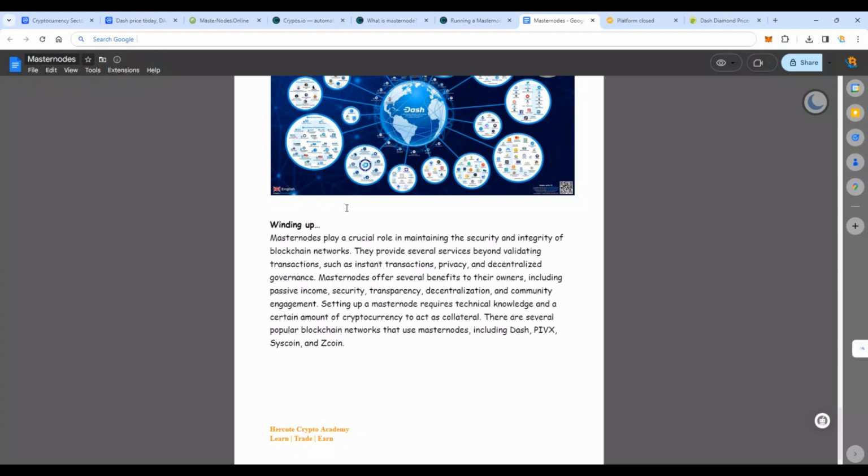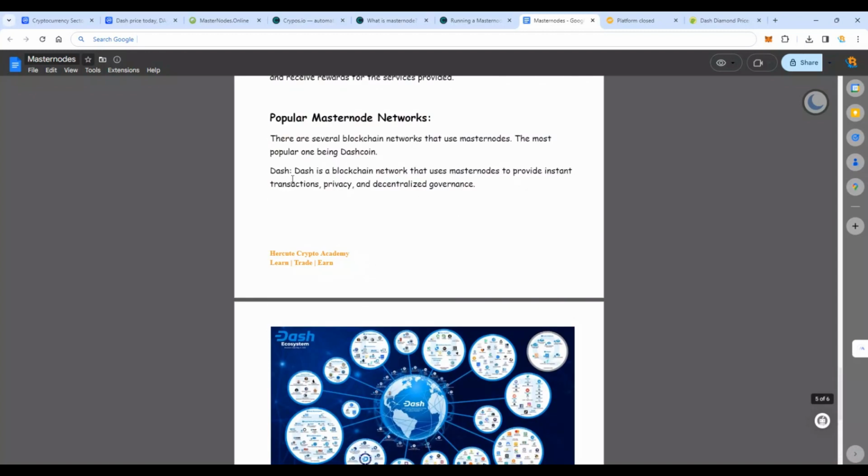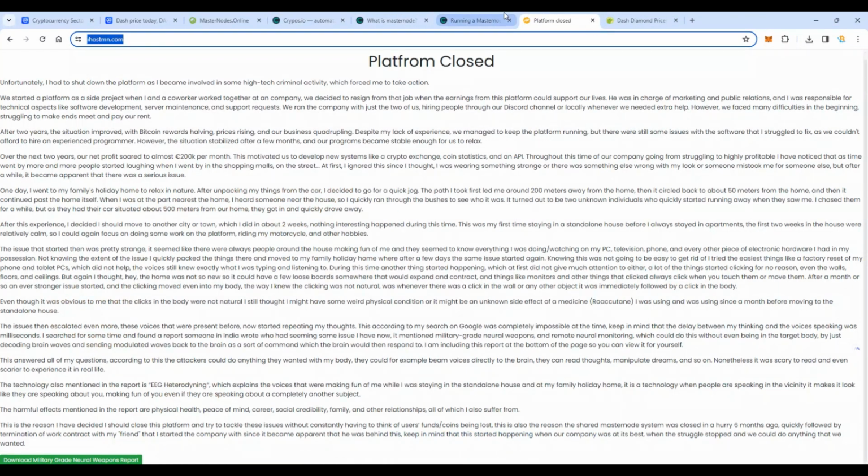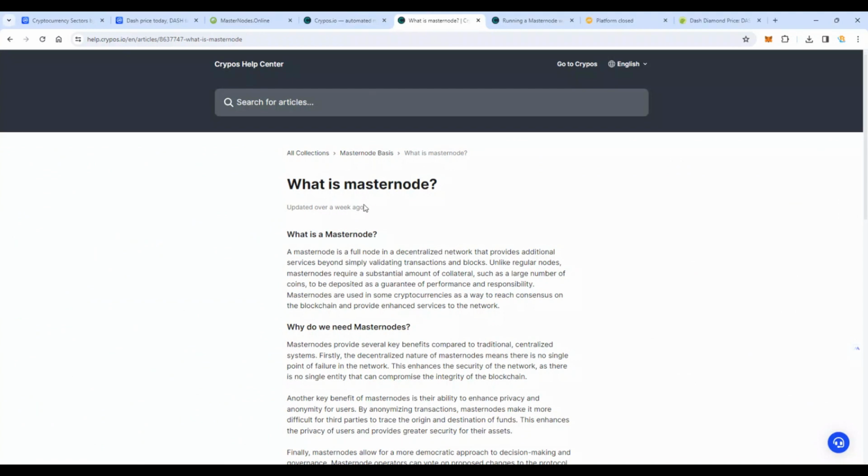Their owners, including passive income, security, transparency, decentralization, and stuff like that, which is what we basically looked at. Now, let's see what this article also says about masternodes and see how it differs from what we have. So under Crypos, they have this small article about masternodes. Let's see if we can pull something from here apart from what we have.